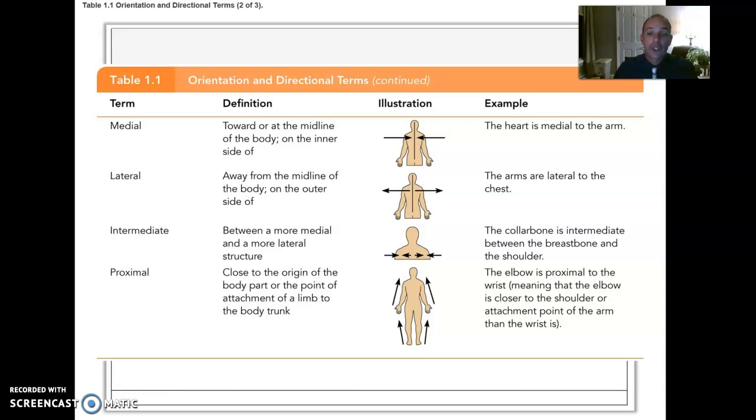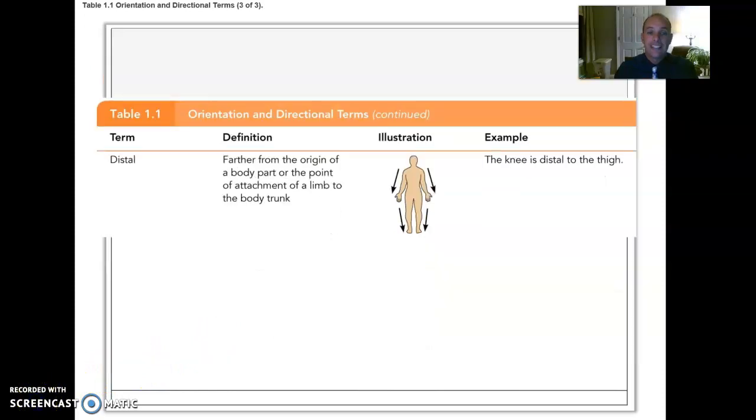All right, proximal is close to the origin or body part you are talking about. Proximal is close to. Distal is far from, the furthest part from whatever you're discussing. The knee is distal to the thigh. The phalanges are distal to the acromial.